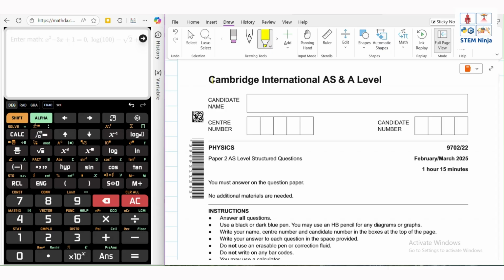Hey everyone, welcome back to the CIE A-Levels Physics series. Today we're going to talk about the paper 2 of the February-March 2025 exams.